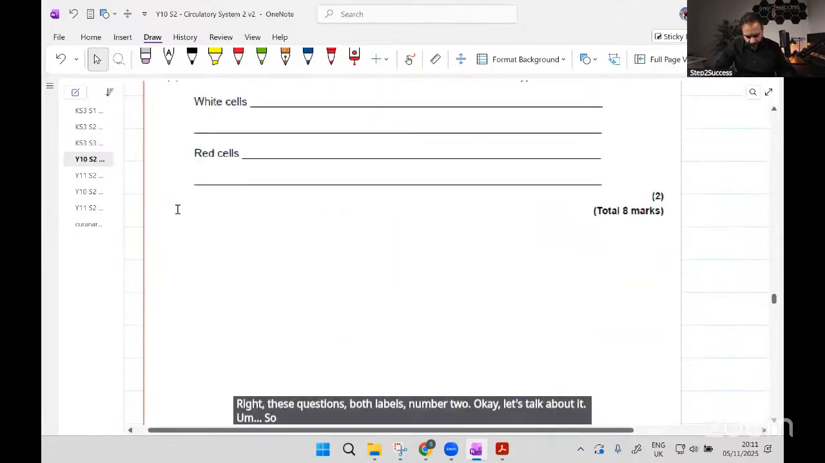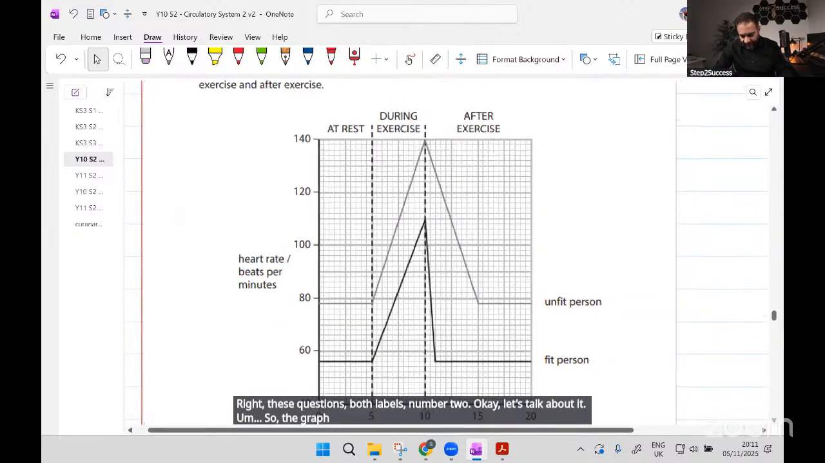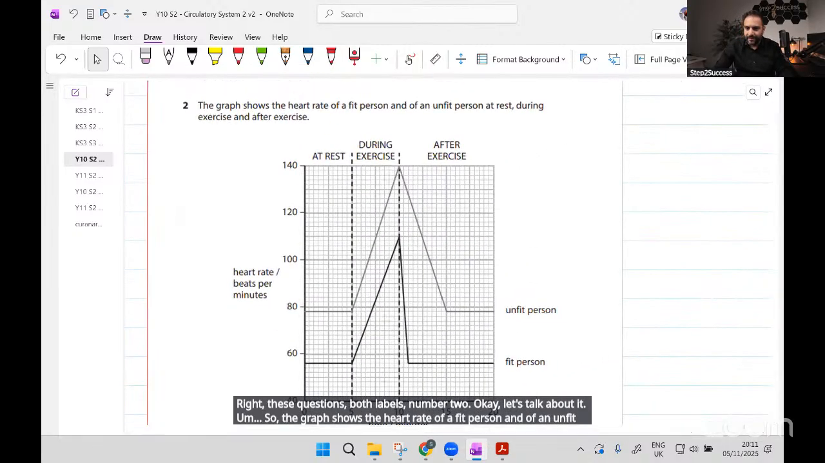So the graph shows the heart rate of a fit person and of an unfit person.